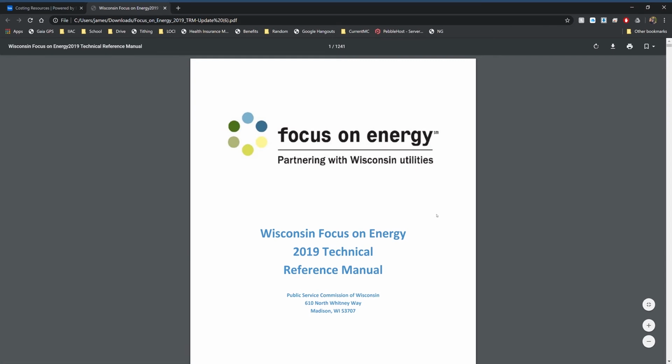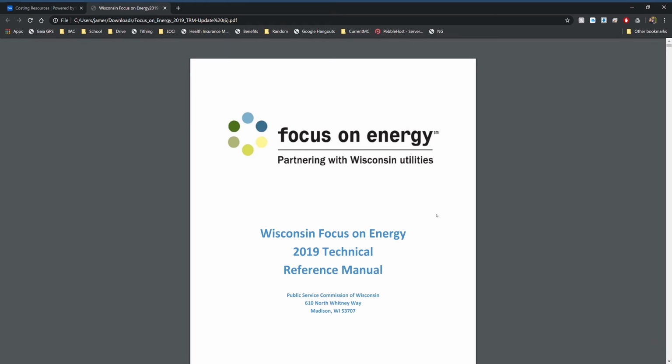It's called the Focus on Energy Technical Reference Manual. And what this basically is, is a giant list of ARs and useful info about them. And that useful info includes some costing info, some basic AR development stuff, some simple calculations, a list of assumptions, all this kind of stuff. It's really great.